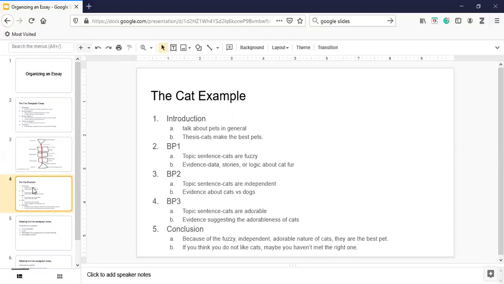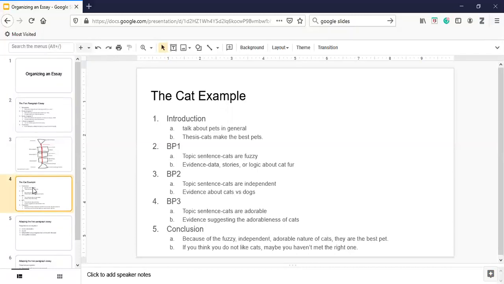So every time you talk about a new idea, you want to start a new paragraph, right? And then maybe my third body paragraph is about how they're just cute to look at or something. And so all 3 of those paragraphs would be separate topics with separate evidence.